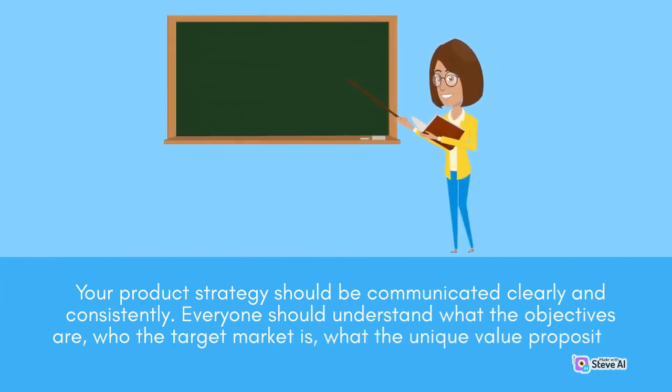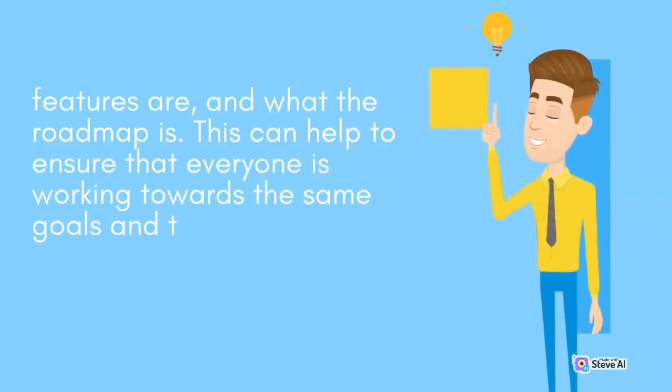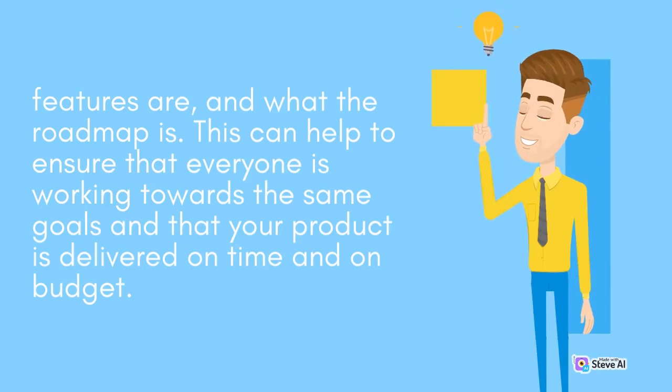Your product strategy should be communicated clearly and consistently. Everyone should understand what the objectives are, who the target market is, what the unique value proposition is, what the key features are, and what the roadmap is. This can help to ensure that everyone is working towards the same goals and that your product is delivered on time and on budget.